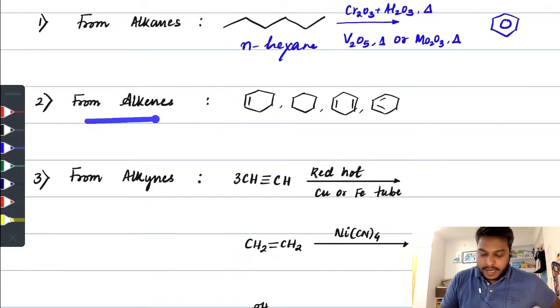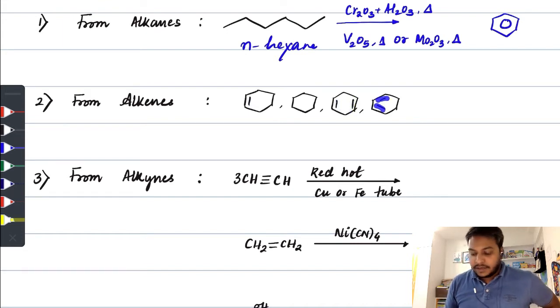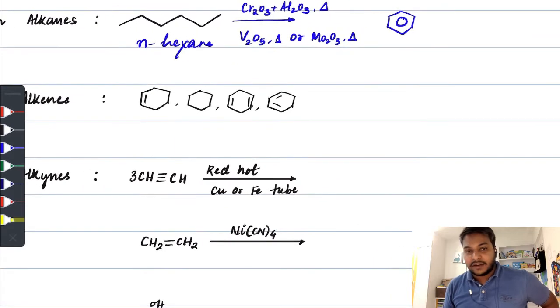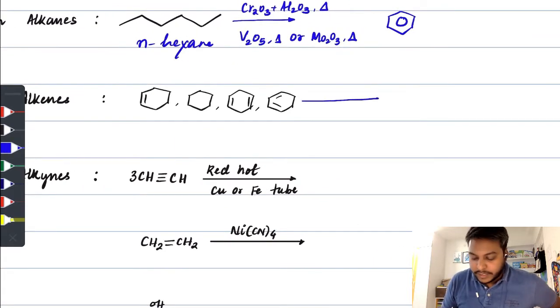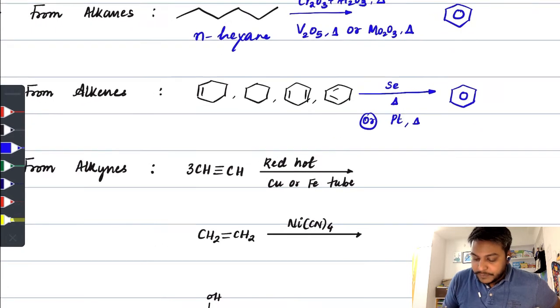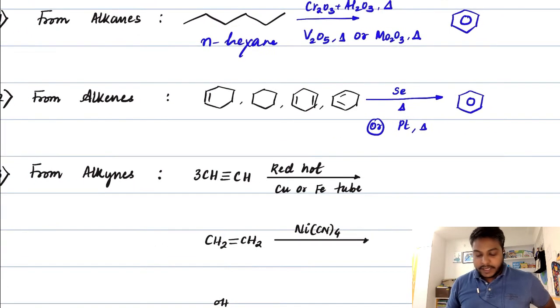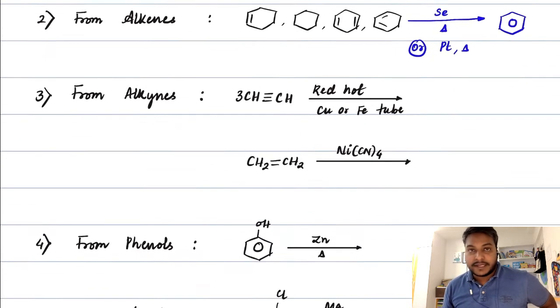Next you will see from alkenes. How do we get benzene from alkenes? I could take alkenes as simply a cycloalkene, or an isolated diene or a conjugated diene. And since hydrocycloalkane also gives a similar reaction, I've included that. Any of these heated in the presence of selenium, or platinum, and heat, will get converted into benzene. So this is the second reaction where we are getting benzene from alkenes.